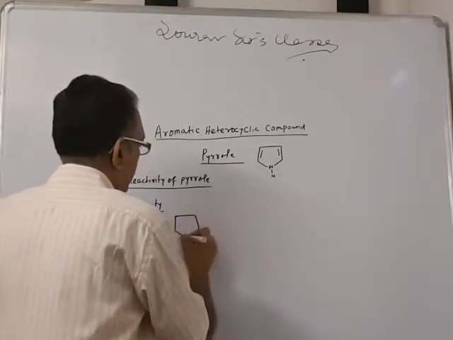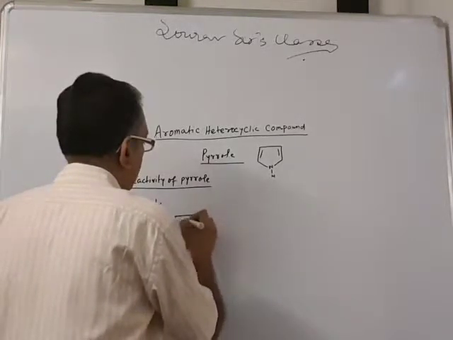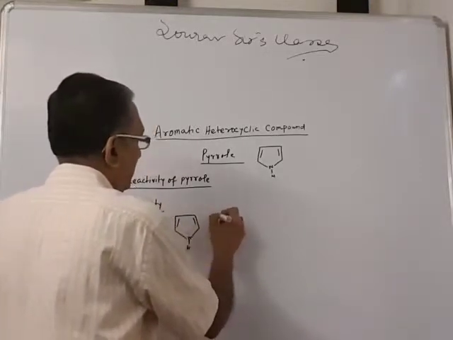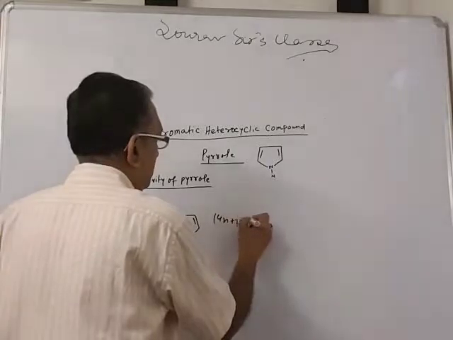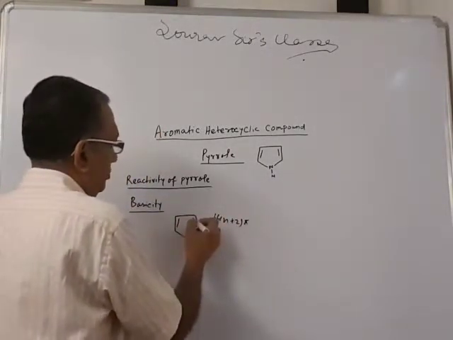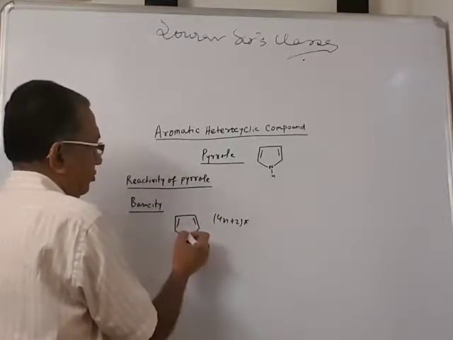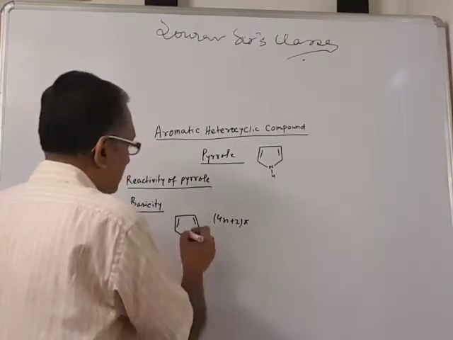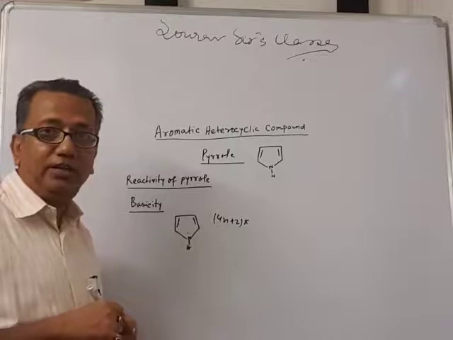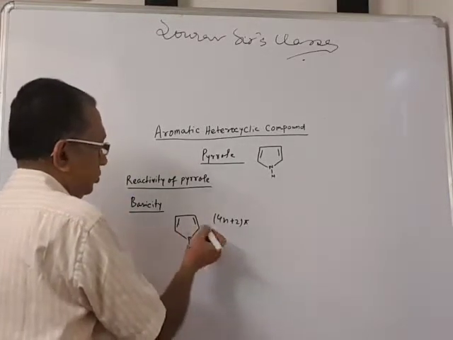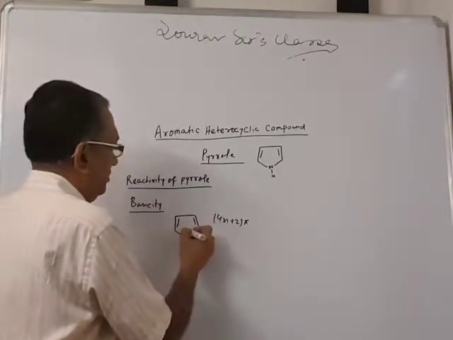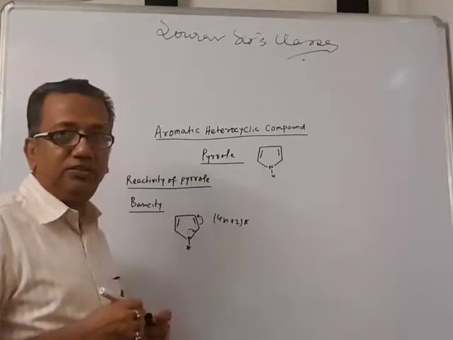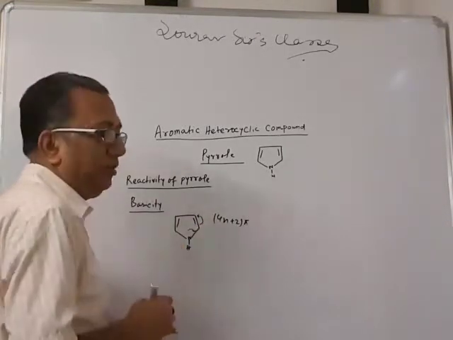pyrrole, the lone pair over the nitrogen atom is involved in maintaining the aromaticity of the ring. So to maintain the 4n plus 2 pi electrons, these two pi electrons, these two pi electrons, and these two electrons of the nitrogen are involved in aromaticity. So its availability over the nitrogen atom is less. That is why we have shown in the resonating structure that this lone pair can be resonated with this pi electron. So its availability over the nitrogen atom is minimum. That's why its basicity is low compared to pyridine.